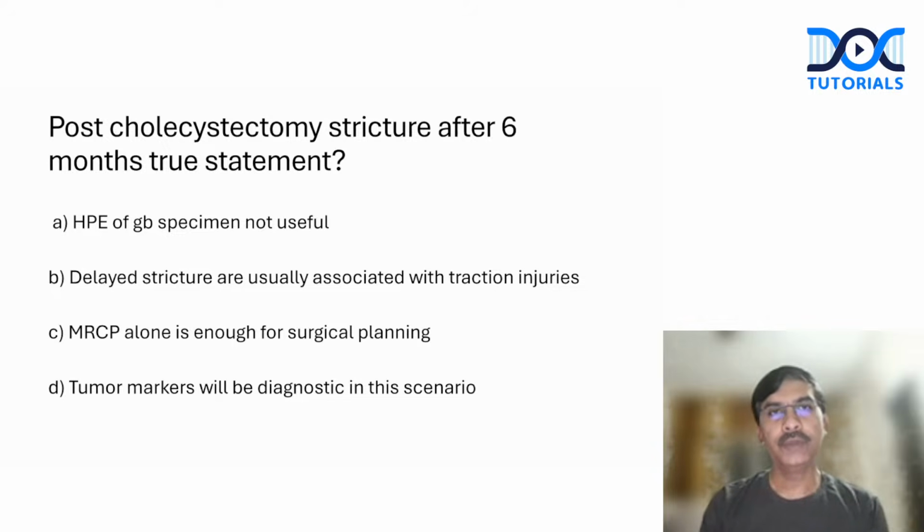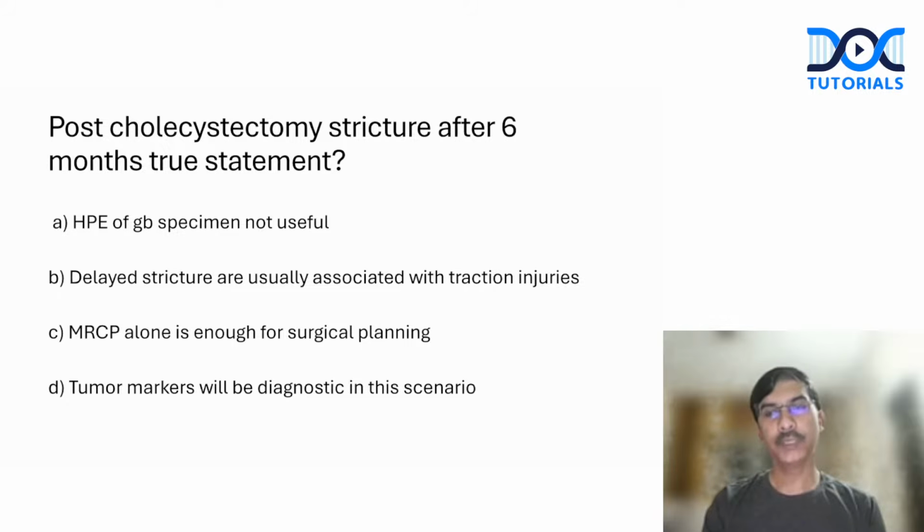Here is a special scenario where a patient following cholecystectomy develops a bile duct stricture 6 months after gallbladder removal. Which among the following is a true statement? Remember, it's not an immediate injury, it's a very delayed presentation. The options given include: histopathology of the gallbladder specimen is not useful.